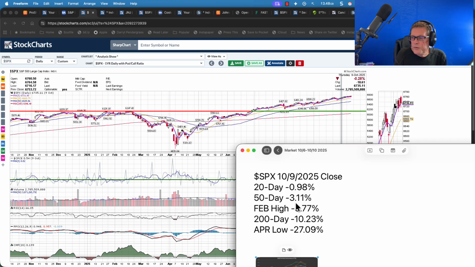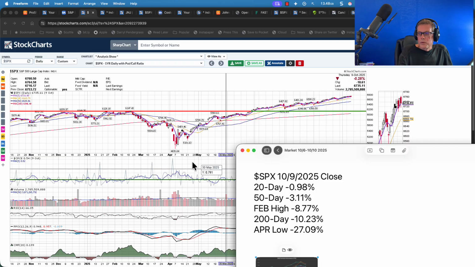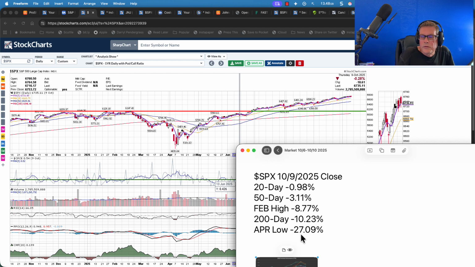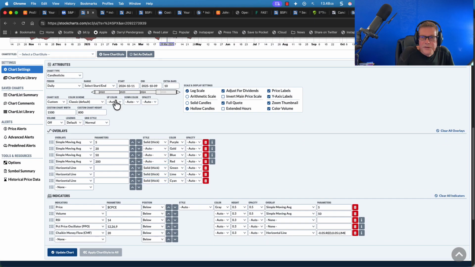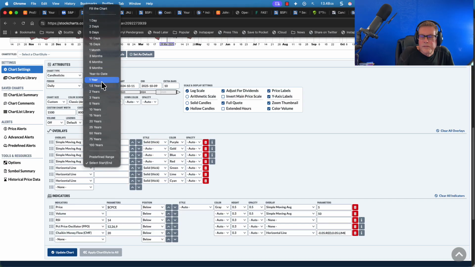The 50-day moving average was sitting around 3.11% below the price on the Thursday close. Then I was looking at the February high, which was on February the 19th. We closed at 6144.19 on the S&P 500. So that was another support level. And then down here is the 200-day moving average, and we closed above that at 10.23%. And then finally, one other support level would have been the April low, which would have represented a 27.09% drawdown.